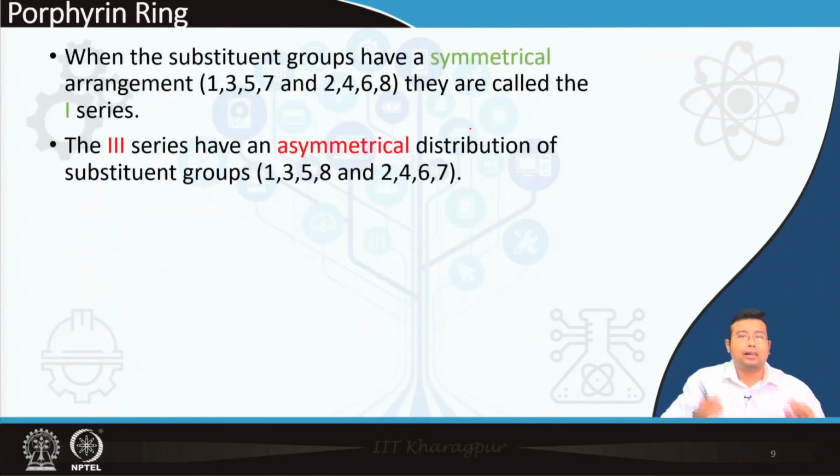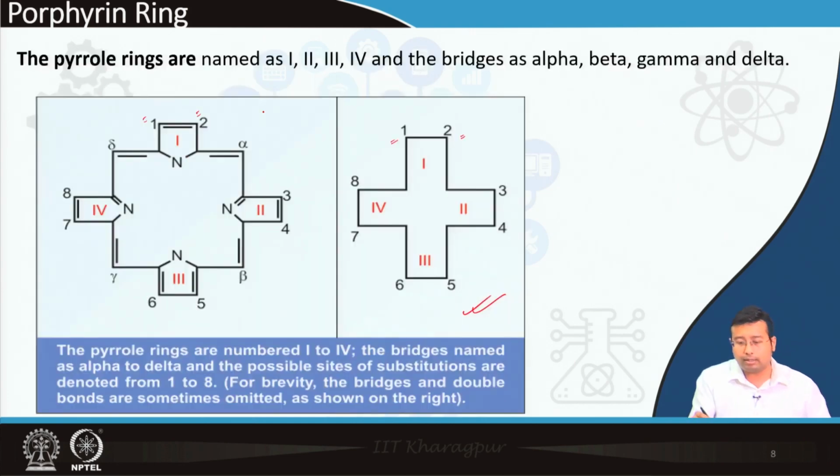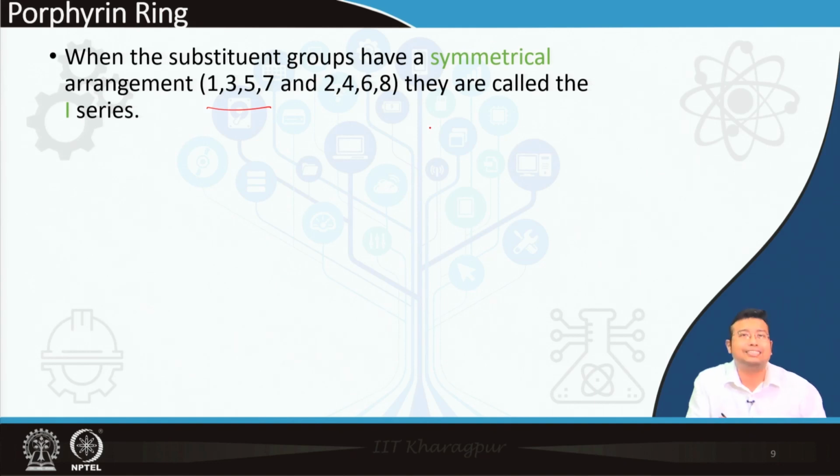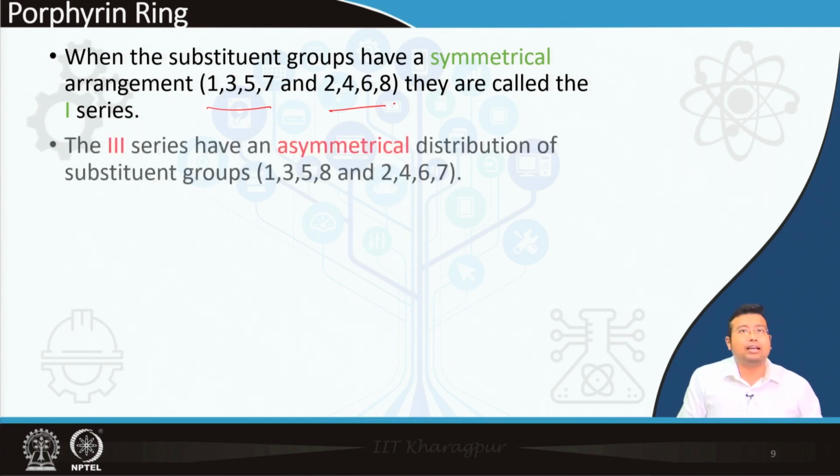This porphyrin ring is of multiple types, multiple subclasses. The first one, type 1, has a symmetrical arrangement of substituent groups. We will see what the substituent groups are very soon. If you number it this way, and notice the groups present in positions 1, 3, 5 and 7 and 2, 4, 6, 8, if they are symmetrical, then it belongs to the first series. If they are asymmetrical, then it is known as series 3.